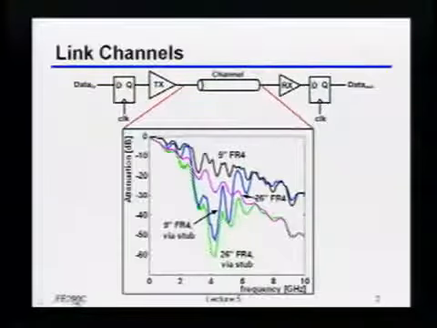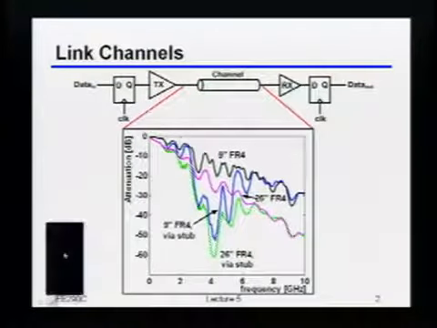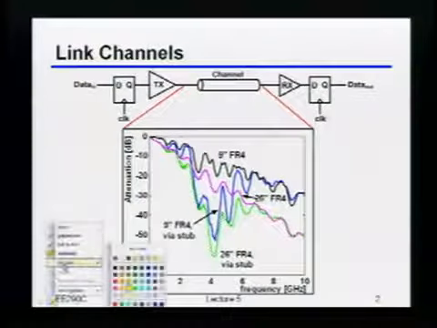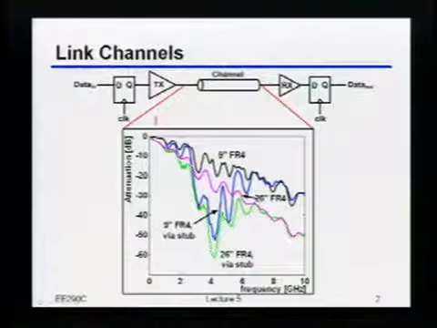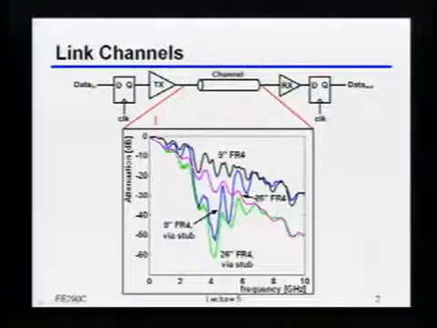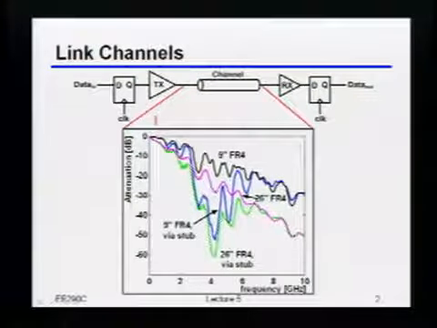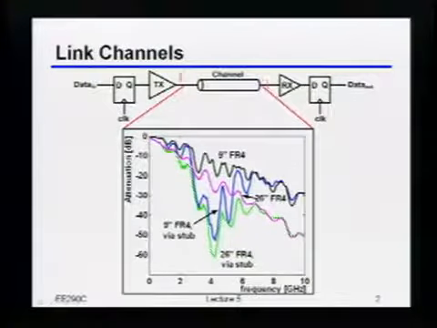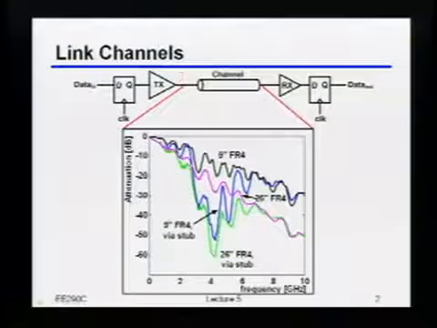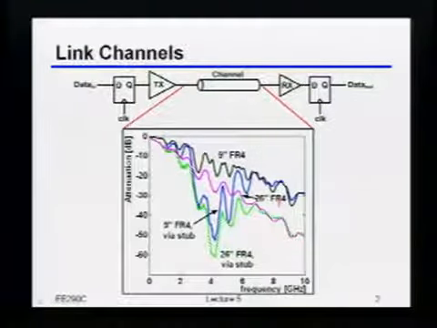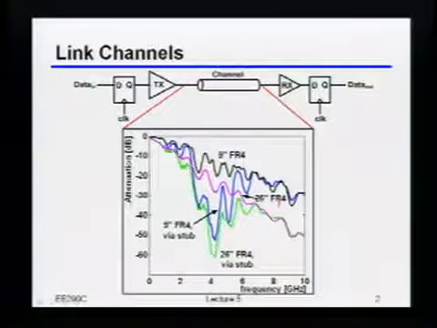Okay, so as you hopefully remember, we looked at what those link channels actually looked like from the standpoint of going through the whole backplane with all the connectors and things like that. And when I say channel, I mean something like the S21, or in the frequency domain, the magnitude of what you see at the receiver versus what you see at the transmitter. I'm repeating a plot of what a few of those channels look like here, just to give you an idea.